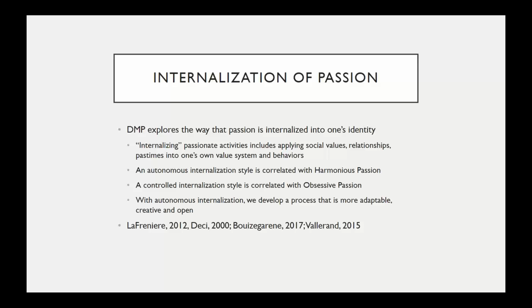and I'm going to explain that, really impacts whether it's harmonious or obsessive. So DMP, that dualistic model of passion, looks at the identity, right? That social values, the relationships, the behaviors that I just talked about, and how that gets internalized into the self. So autonomous internalization is correlated with harmonious passion, and controlled internalization is correlated with obsessive passion.